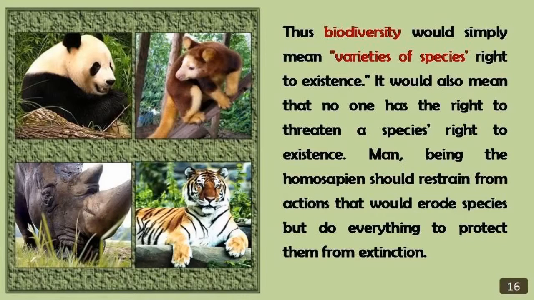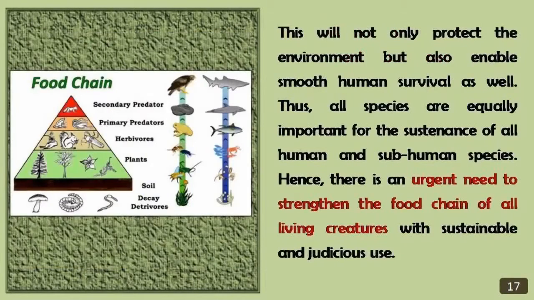It would also mean that no one has the right to threaten a species' right to existence. Man, being the Homo sapien, should refrain from actions that would erode species but do everything to protect them from extinction. This will not only protect the environment but also enable smooth human survival as well. Thus, all species are equally important for the sustenance of all human and subhuman species. Hence, there is an urgent need to strengthen the food chain of all living creatures with sustainable and judicious use.